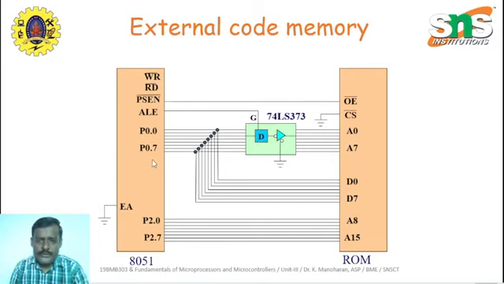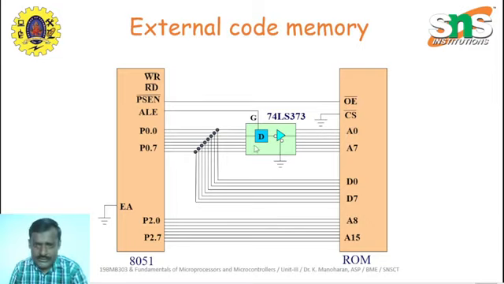Port 0 is multiplexed with the lower address and data functions, so we need to separate address and data. That's why we are using these latches. Port 0, that is P0.0 to P0.7, totally 8 pins, carries address bus A0 to A7 and data bus D0 to D7. The address bus is unidirectional and the data bus is bidirectional. So both should be separated.